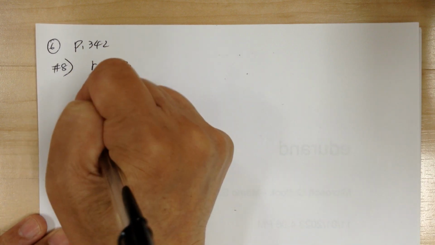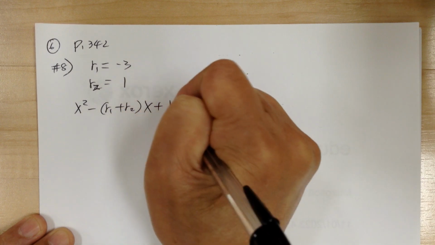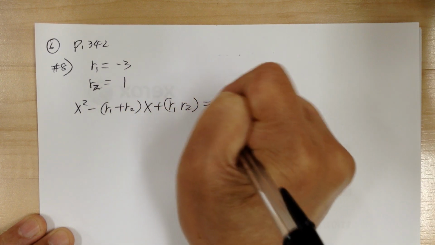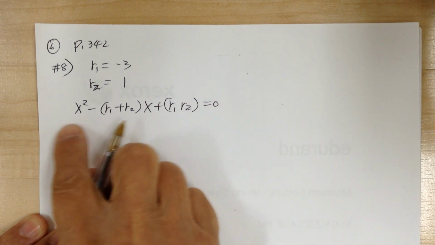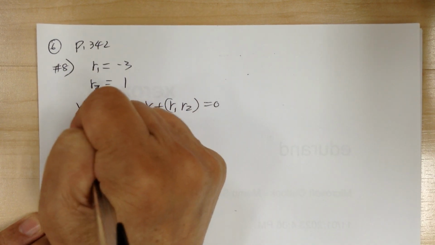So you've got x squared minus (R1 plus R2)x plus R1 R2 equal to 0. So that's your root equation. Make sure you always write that so you can visualize it and substitute. Okay, so now you can go and substitute.